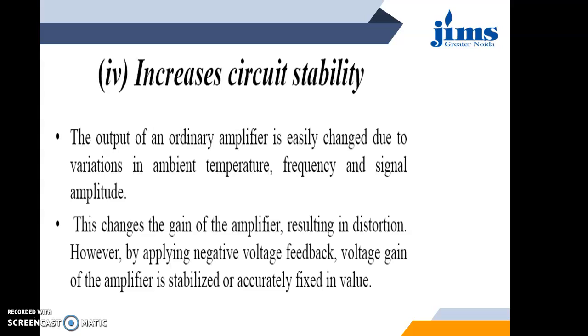So the overall circuit becomes stable, and this is because the change of gain of the amplifier results in distortion, but by applying negative feedback the voltage gain of the amplifier is stabilized or fixed. So if the voltage gain is fixed, as we have discussed in the first advantage of negative feedback, then the circuit stability also increases. And stability means that the output does not change due to ambient temperature, frequency and amplitude of the signal. So the changes of these parameters do not affect the stability of the circuit whenever negative feedback is applied.